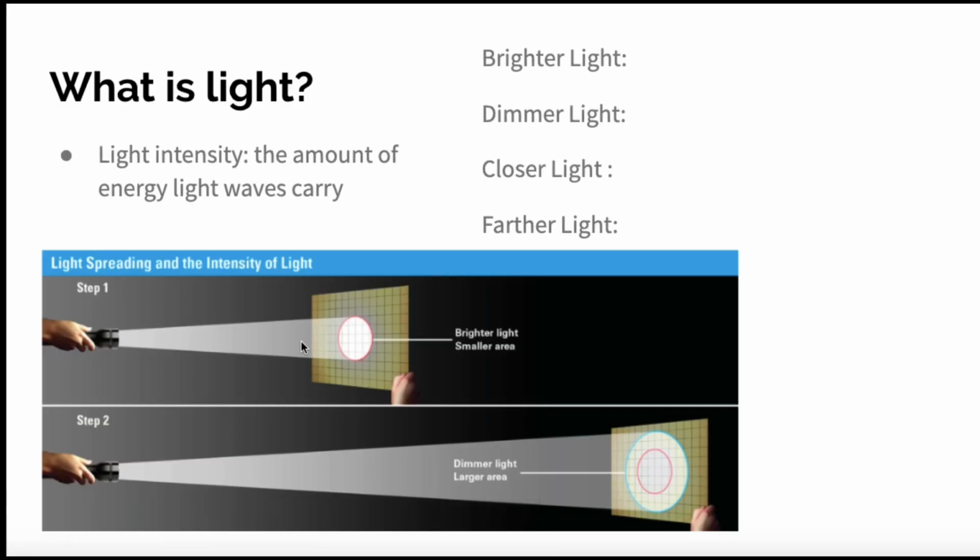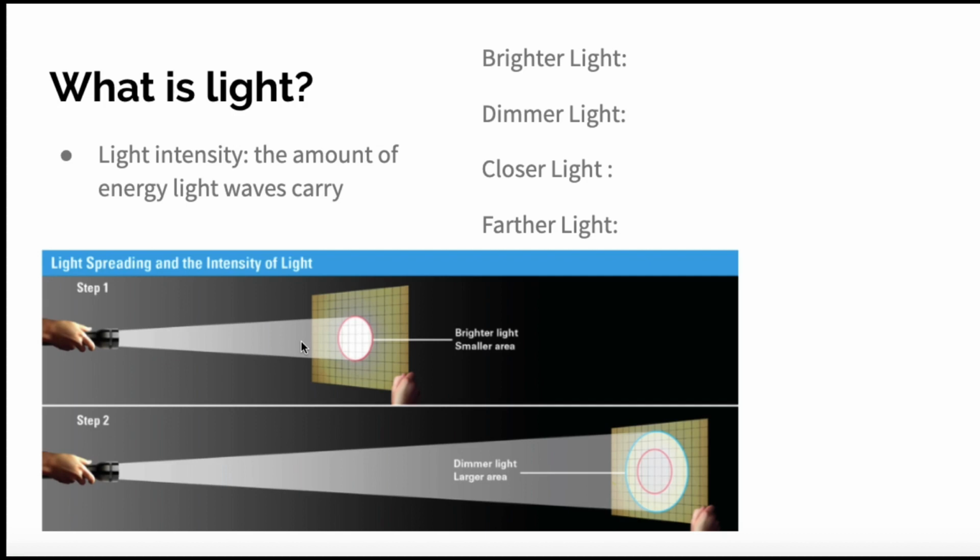What is light? Light is a packet of energy, a photon, that is transmitted in electromagnetic waves. The amount of energy will often be referred to as the intensity of the light. If light is classified as bright or dim, it is directly referring to the intensity of the light. And one thing to consider in this classification is the distance of the light source.